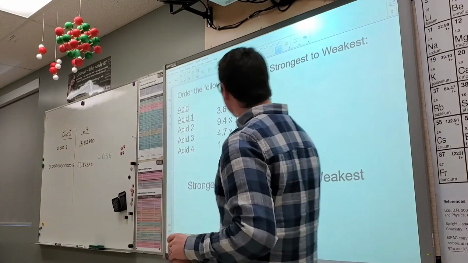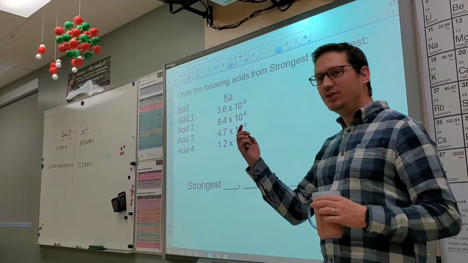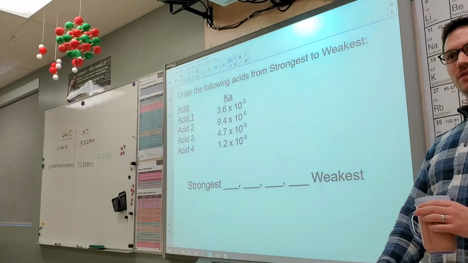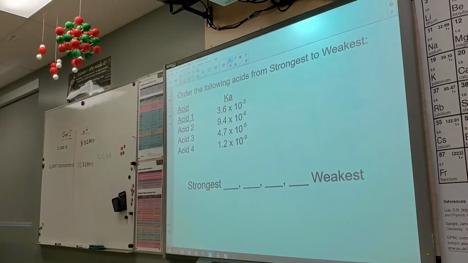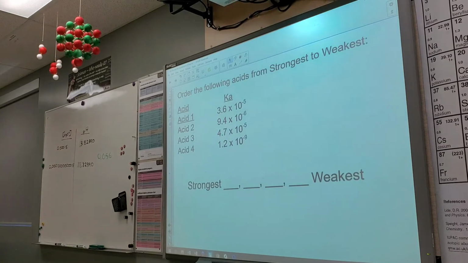Okay, whatever. Doesn't matter. So, order the following acids from strongest to weakest. Could you do this? Yes. Okay, do it. Order them from strongest to weakest. You're just going to go 1, 2, 3, 4, or 3, 2, 1, or whatever. Remember, the larger the Ka is, the more hydronium it will make.